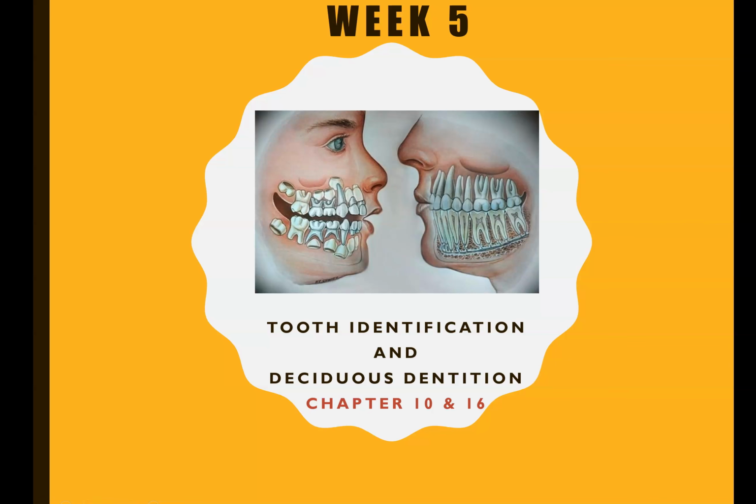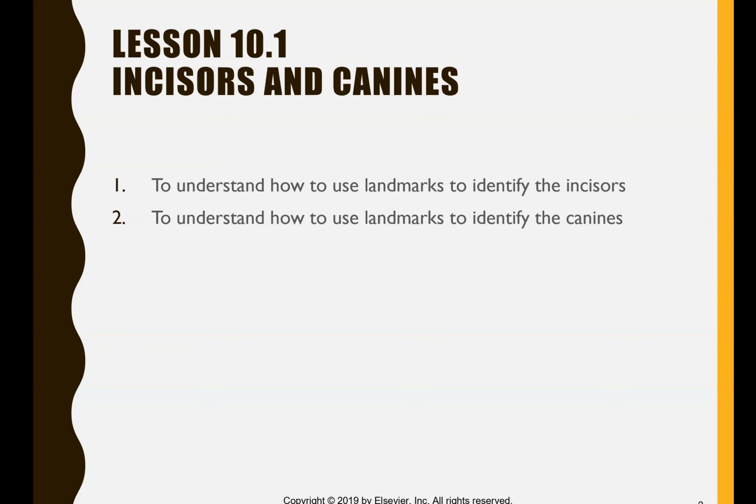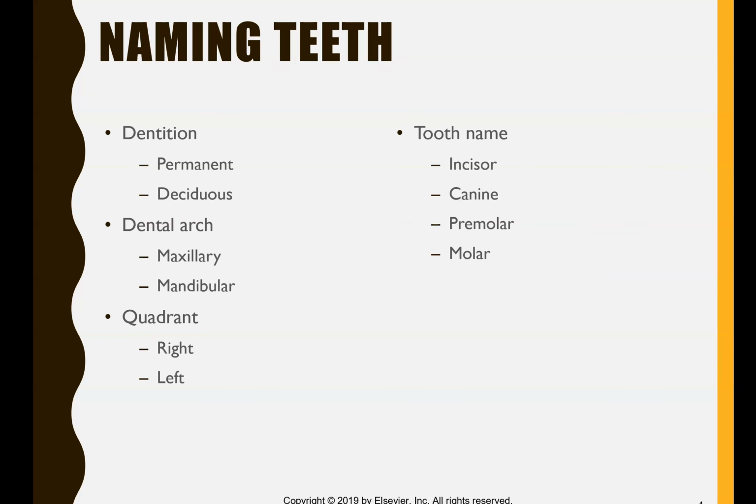Welcome back, everyone. In this video, we're going to look at chapter 10 of orofacial, tooth identification. This is a very interesting chapter because it tells you how to identify each individual tooth. We're just going to examine permanent dentition right now, so only the adult dentition.